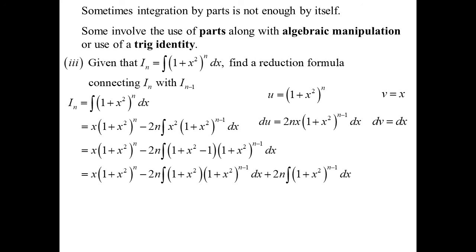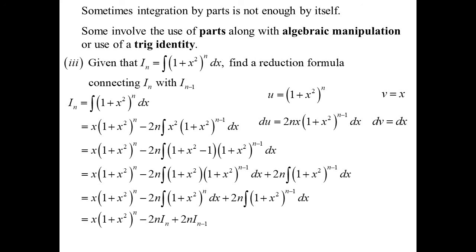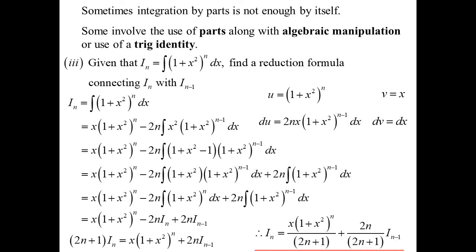Then we have minus 2n, (1 plus x squared) times (1 plus x squared) to the n minus 1, plus then 2n, (1 plus x squared) to the n minus 1. Well, (1 plus x squared) times (1 plus x squared) to the n minus 1 is (1 plus x squared) to the power of n. Now I can replace those integrals with, well, the first one would be I_n, the second one would be I_{n-1}. So we have our formula. Mind you, it's probably better to make I_n the subject of this, so let's move the 2n I_n over to the left-hand side, and we get (2n plus 1) I_n, divide by 2n plus 1, and we have a lovely formula to work out our integral.